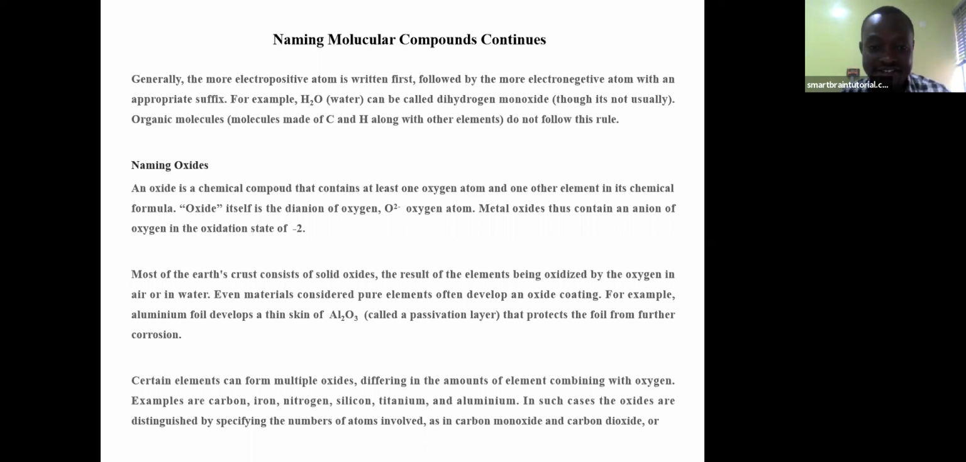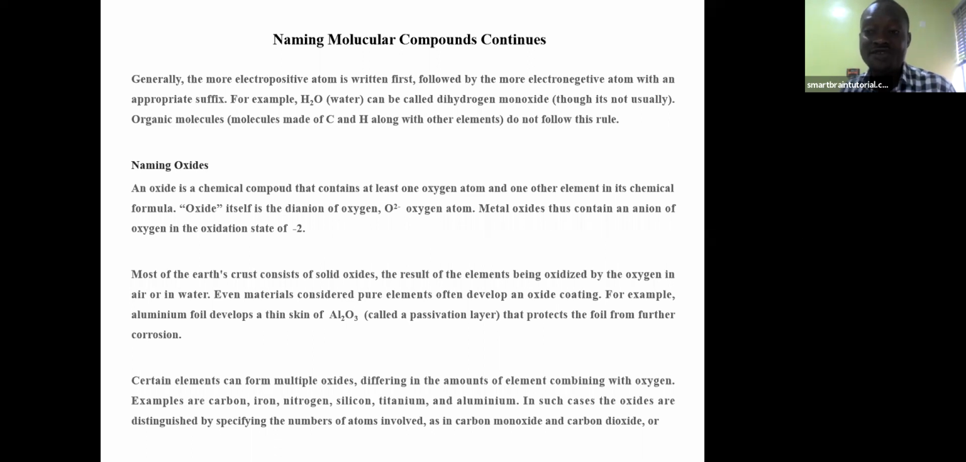Now, naming oxide, we'll start with oxide. An oxide is a chemical compound that contains at least one oxygen atom and one other element in its chemical formula. Oxide itself is a dianion of oxygen, O2 minus. Dianion means that it has two negative charges when it is in ionic form, oxygen atom. Metal oxide does contain an anion of oxygen in the oxidation state of 2 minus.